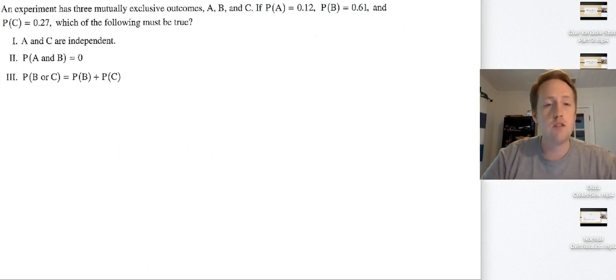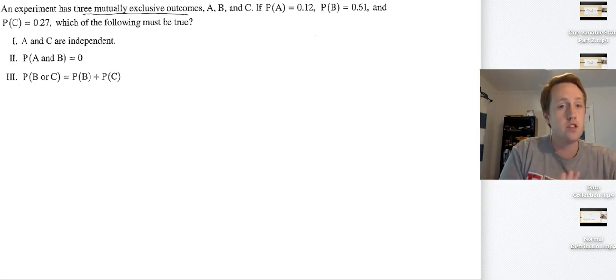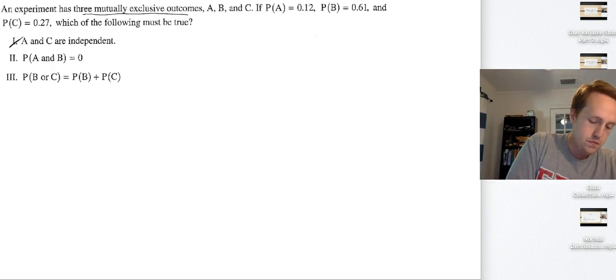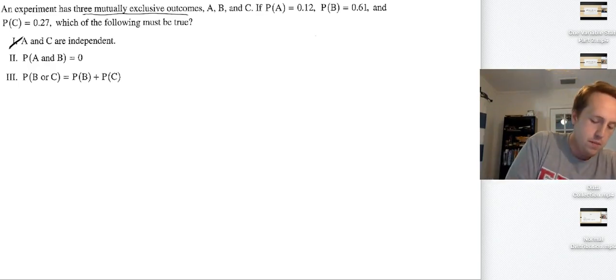An experiment has three mutually exclusive outcomes, A, B, and C. If the probability of A is 0.12 and the probability of B is 0.61 and the probability of C is 0.27, which of the following must be true? Okay, first thing that's really important, three mutually exclusive outcomes. So these are mutually exclusive, A, B, and C. Only one of them can happen at a time. The first one says A and C are independent. Absolutely not. Mutually exclusive means specifically not independent. The probability of A and B is equal to 0. That is the definition of mutually exclusive. I'm happy about that one.